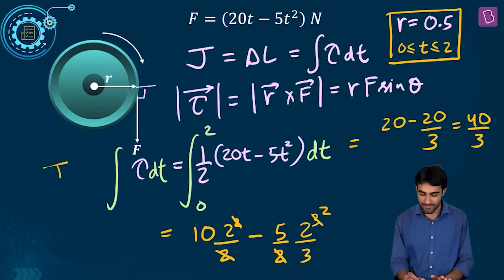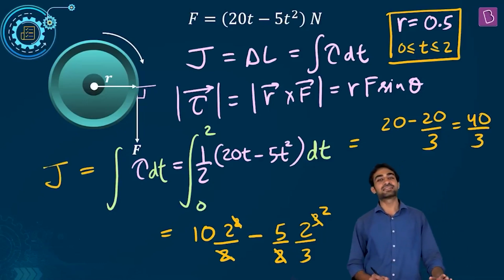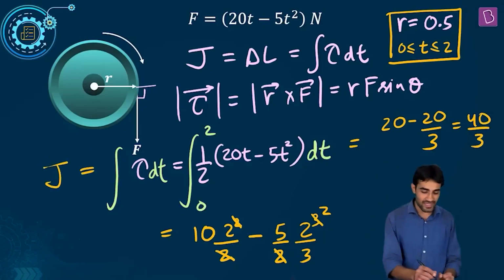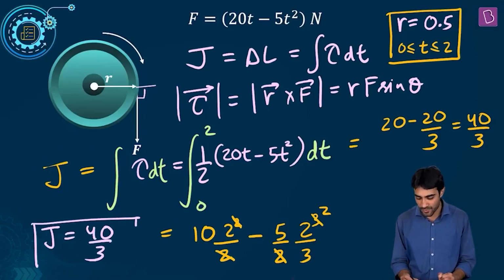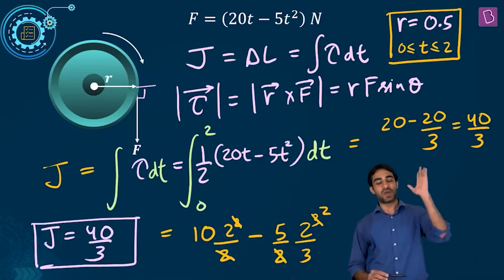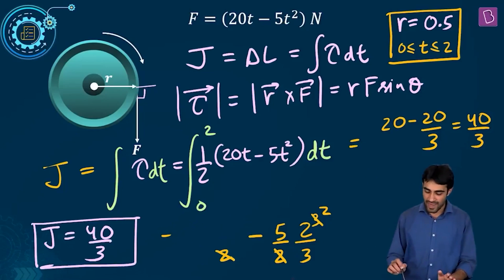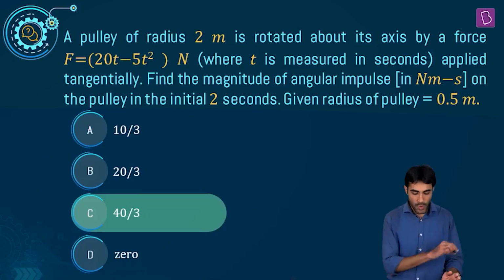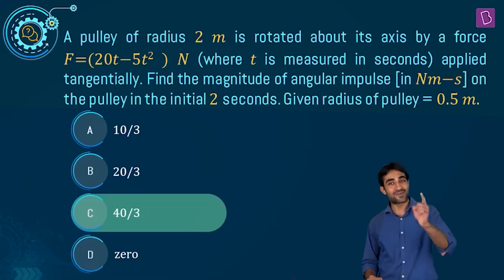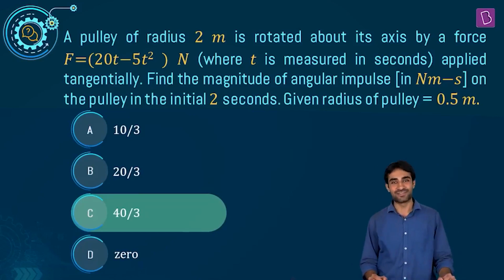So what is our impulse? Our impulse has the magnitude 40 by 3. Let me write it again. Impulse has the magnitude 40 by 3. I hope you can see that. So we finally got the answer. J is equal to 40 by 3. And we can go and mark option C as the right answer for our question.